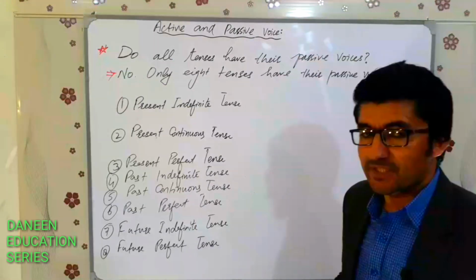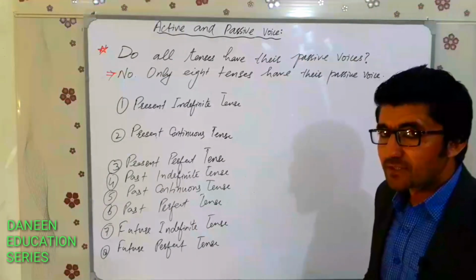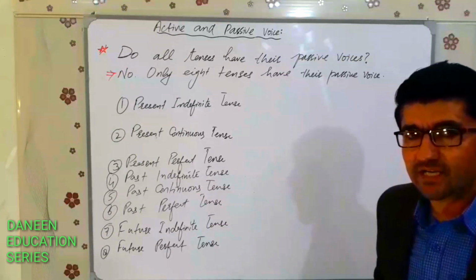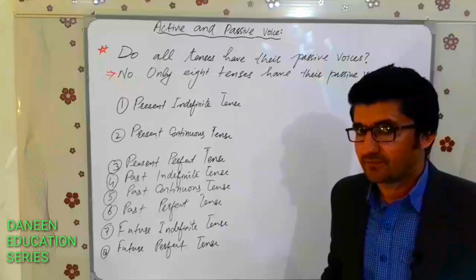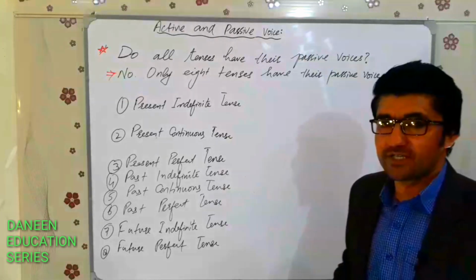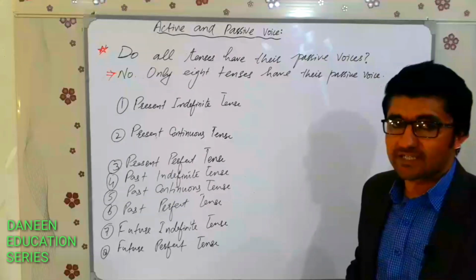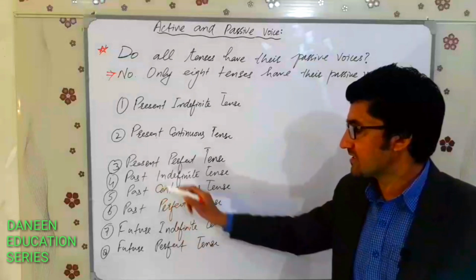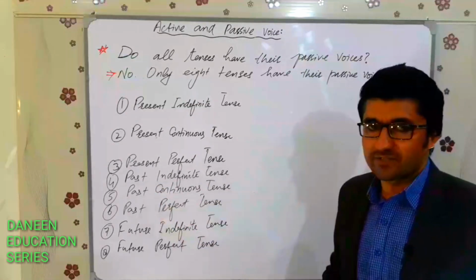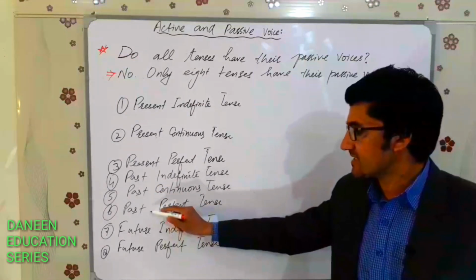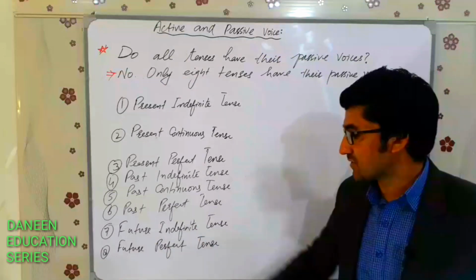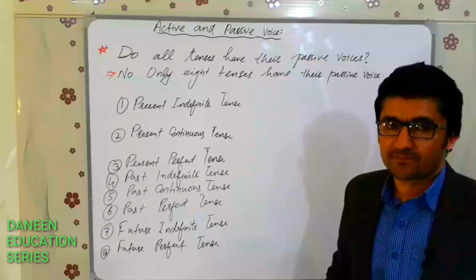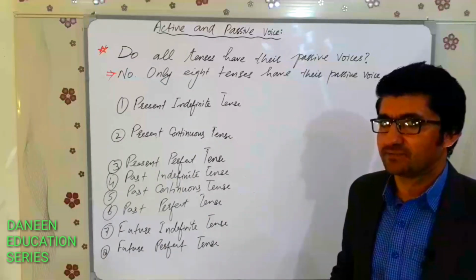The next important information is, do all tenses have their passive voices? The answer is no. Only 8 tenses have their passive voices. They are: 1. Present indefinite tense, 2. Present continuous tense, 3. Present perfect tense, 4. Past indefinite tense, 5. Past continuous tense, 6. Past perfect tense, 7. Future indefinite tense, 8. Future perfect tense. Let's talk about another point.